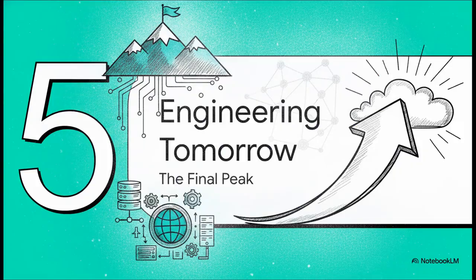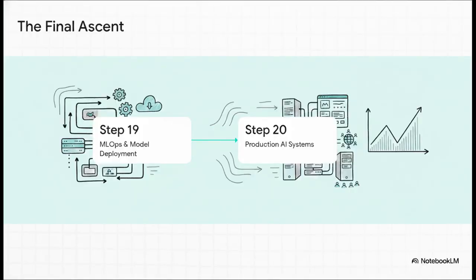And our final stretch, Phase 5, Engineering Tomorrow's Future. We are mere inches from the top. Now it's time to take everything we've meticulously built in our local dev environment and actually share it with the world. This final ascent is steps 19 and 20. Step 19 is MLOps and model deployment. This is where you learn the hardcore, rigorous engineering practices required to take a model out of the experimental lab and package it securely for real-world production.